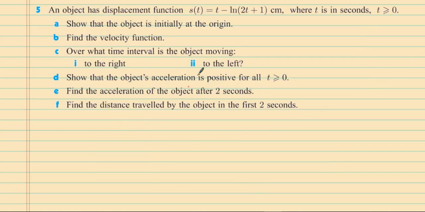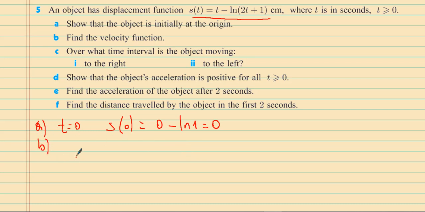An object has a displacement function. Here the displacement function is given. Show that the object is initially at the origin. So what we need to do is check at time 0: it's 0 minus ln 1, and ln 1 is 0, so it will be 0, so it's at the origin.